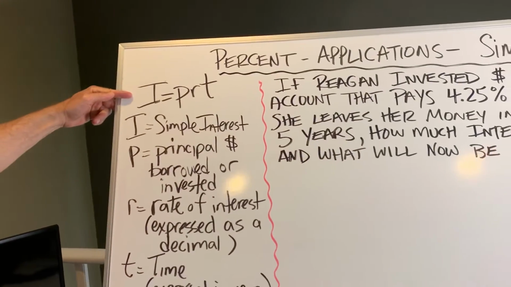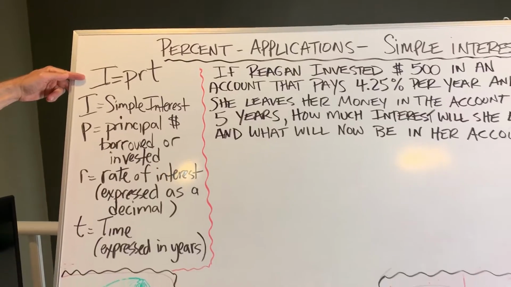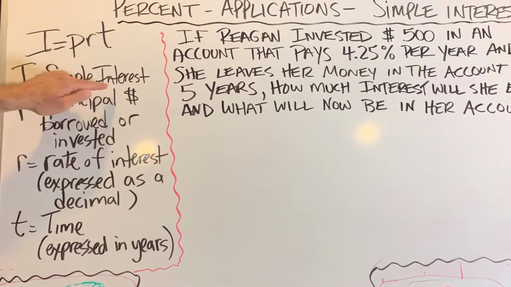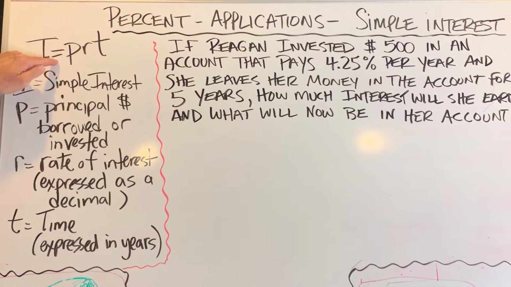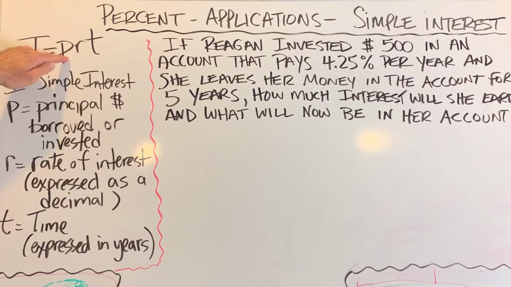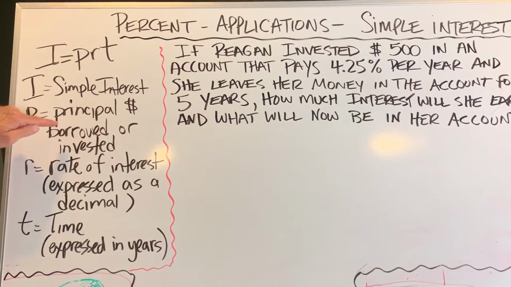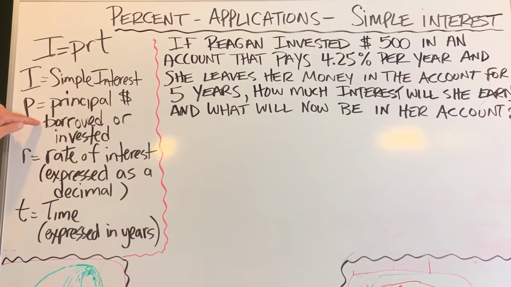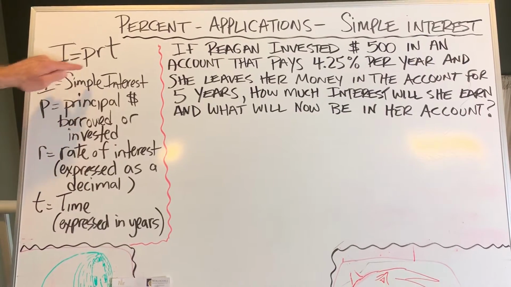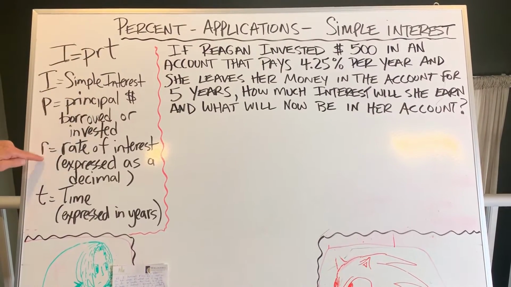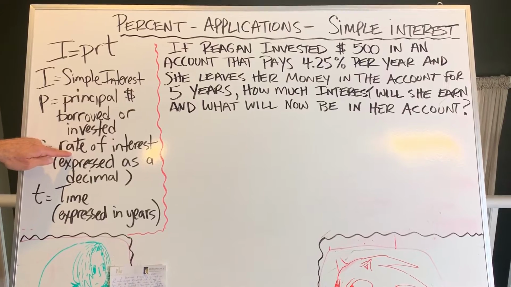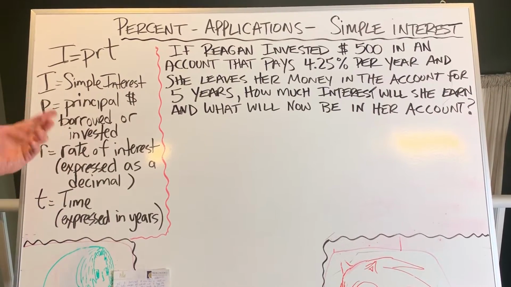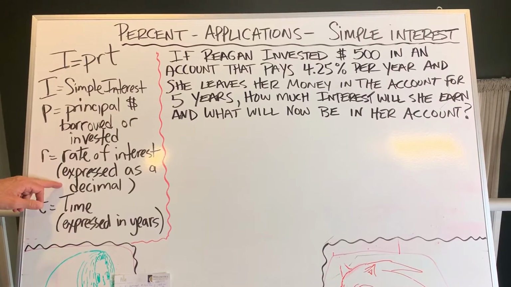Over here, I've got a little formula. Capital I stands for the amount of simple interest. That will be found by taking the principal, the P. The principal is the amount of money that you're borrowing or you're investing. So it's the money that we're really talking about. The R is the rate of interest. You're going to see it expressed as a percentage, but we're going to convert that to a decimal.